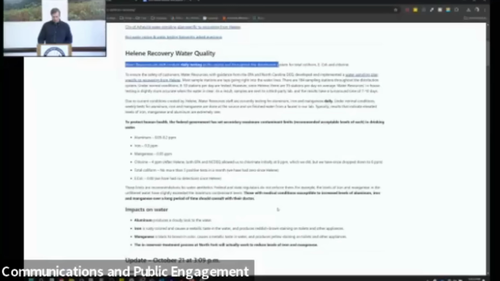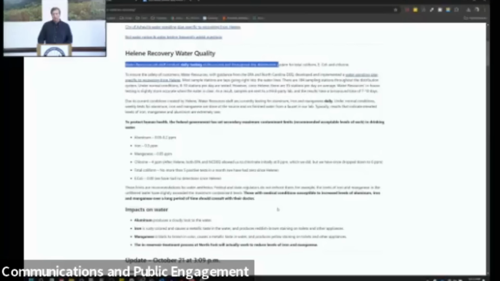But after Helene, both EPA and North Carolina DEQ allowed us to chlorinate initially at 8 parts per million, because that was the only thing that we could add to the water. Remember, we're not using our normal treatment and filtration systems. We're sending water straight out of the lake and hyperchlorinating it. Since then, however, we have dropped down to 6 parts per million.